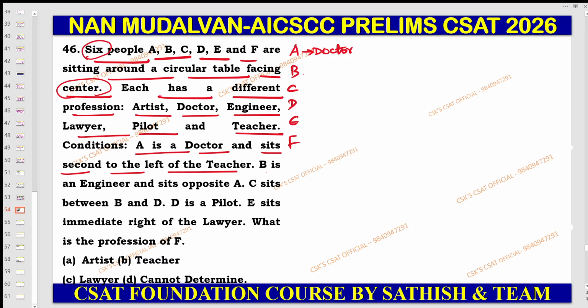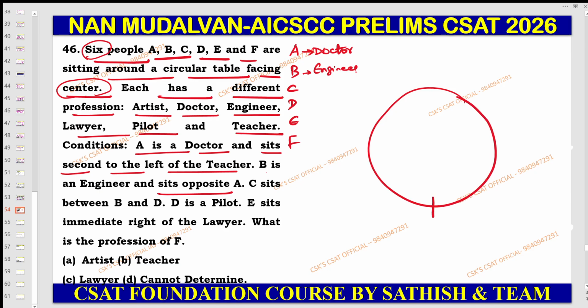Next, B is an engineer. Now you know B is an engineer and sits opposite to A. So this is the definite one we can fix here. I am fixing B. B is an engineer, please understand, and sits opposite to the doctor. That is A here.